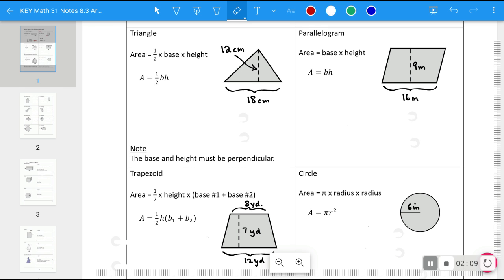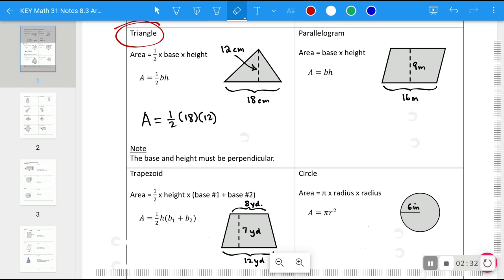Okay, so the next one here is the area formula for a triangle. And you take the base length and the height. Notice that the height is not one of the original sides of the triangle. And you multiply them together, BH, and take half of that. So it's 1/2 times B times H.